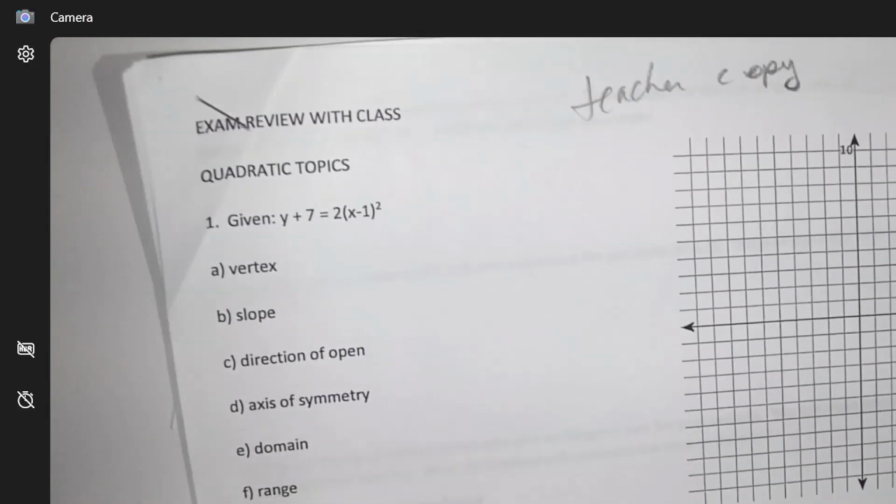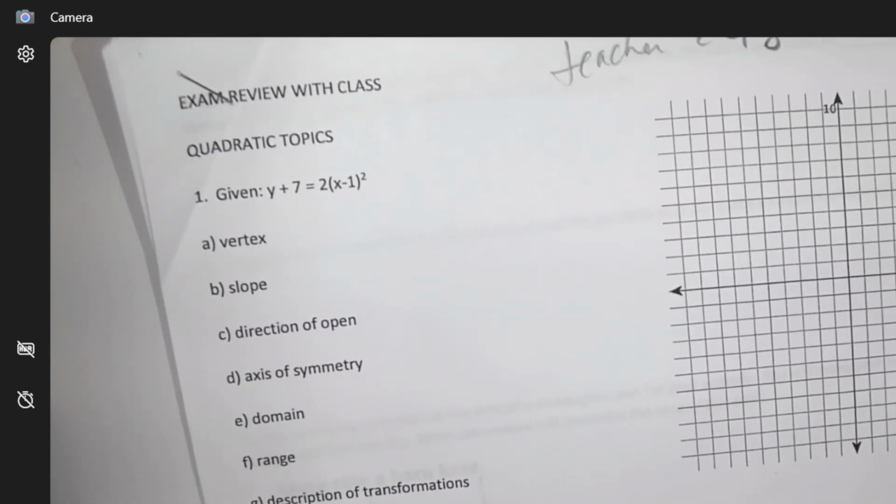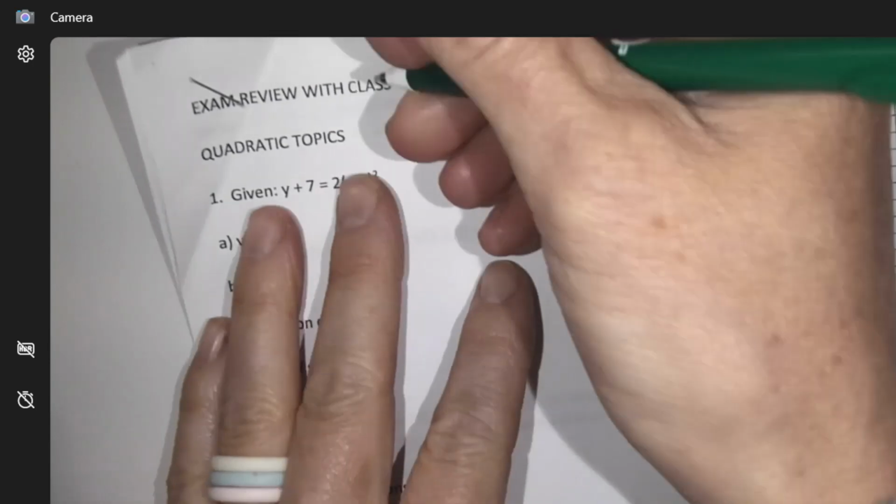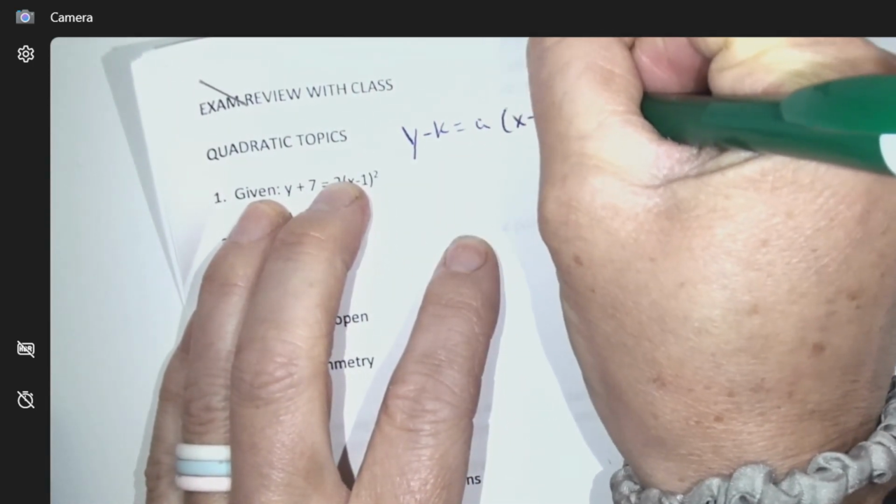Okay, quadratics. On the formula sheet that you're going to get for your exam, you all have that sheet from the beginning of the year. That's the same one that you'll get on your exam. You will see this. Okay, that's on your formula sheet. All right, so now what does that mean?